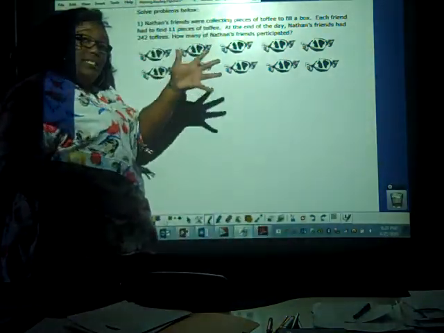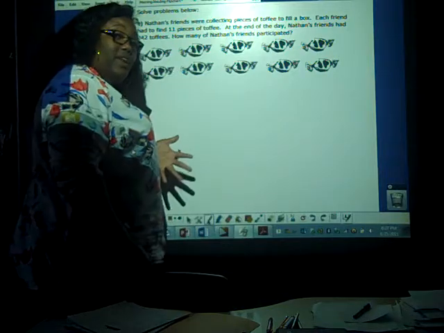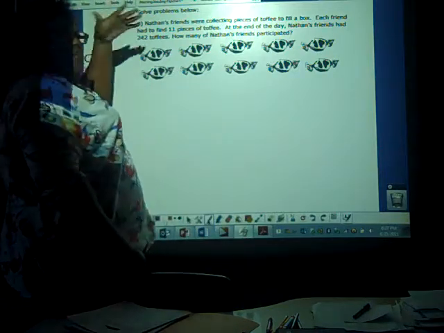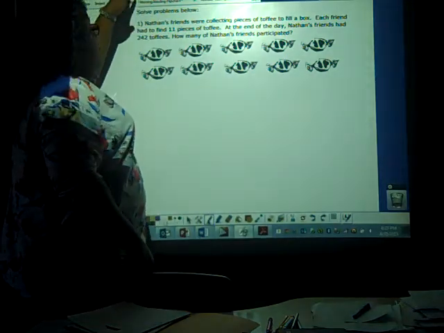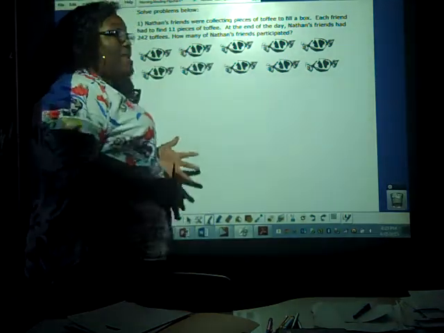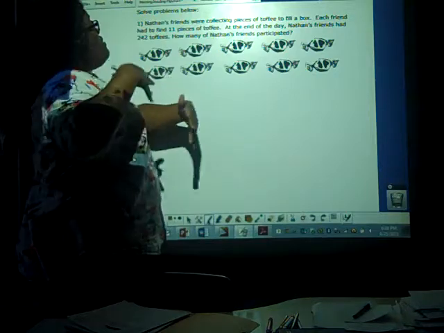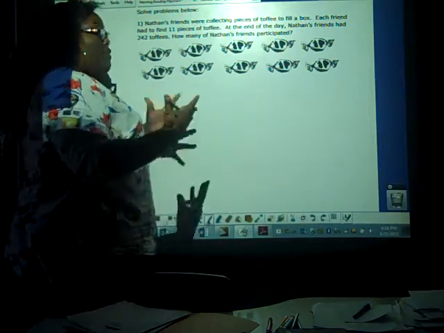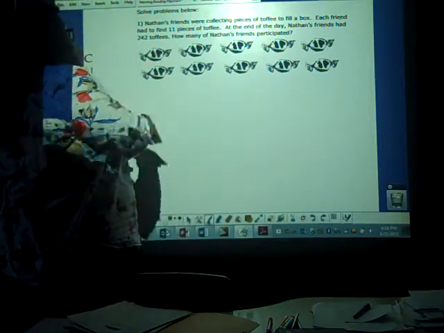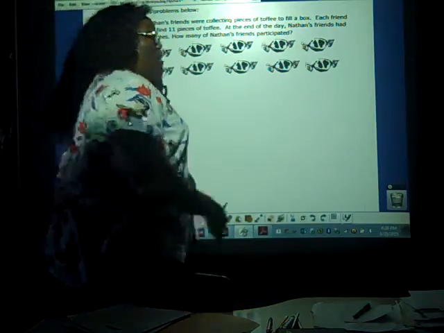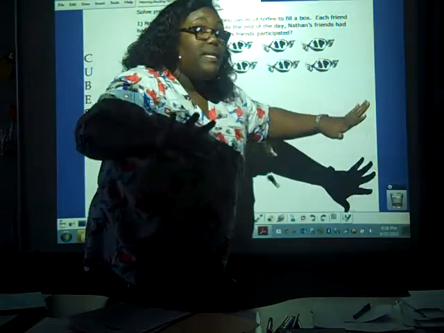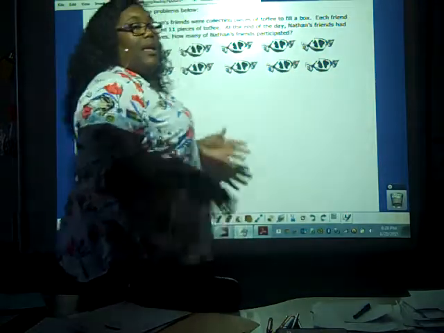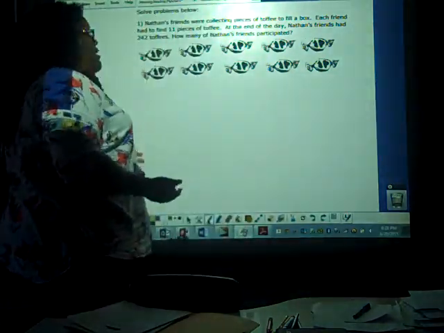While I was reading this, you know, Ms. Day is a little different. I was playing this out in my head. So I imagined some little boy named Nathan and his friends. I don't know how many. I see a whole bunch of guys and girls just collecting pieces of toffee to fill a box. Each friend had to find 11 pieces. Nathan was like, all right, you find 11, you find 11. Everybody finds 11 pieces. Go. All that is playing out in my head.